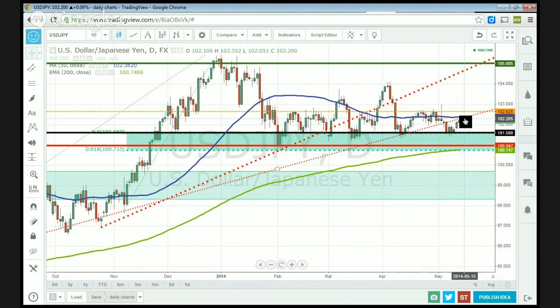So that's dollar yen, that's in the money. Now it's just a matter of waiting. Let's see if we can get at or above that orange line. First, of course, we'll have to clear above the 50 simple moving average. So we looked at euro yen, we looked at dollar yen.